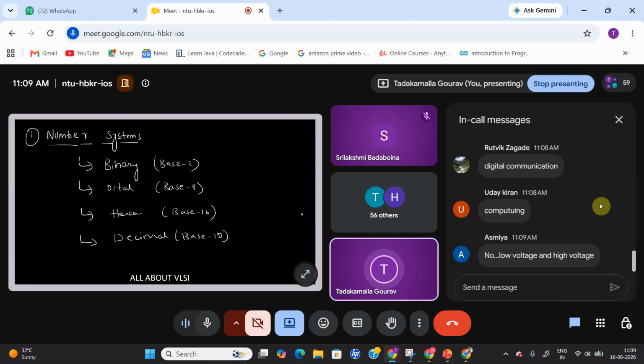Exactly. So hardware is only going to understand voltage levels. As humans, we cannot deal with voltage levels. So what we are going to do is represent a low voltage with logic zero, that is binary zero, and high voltage with logic one or binary one.